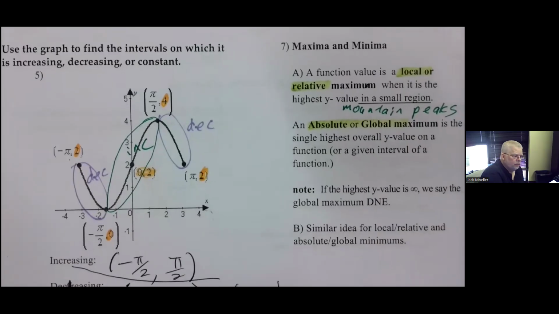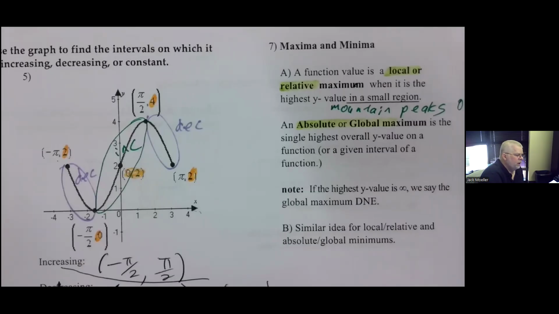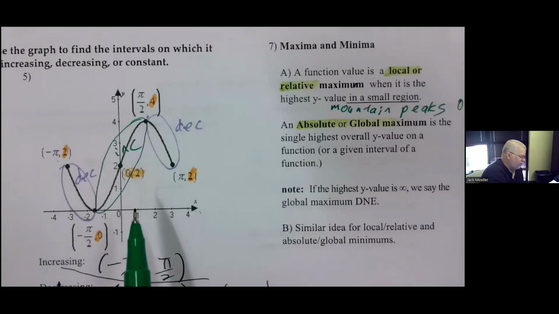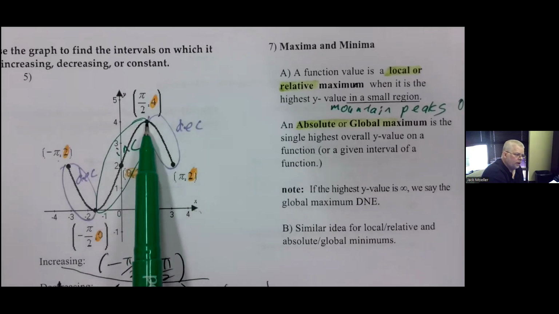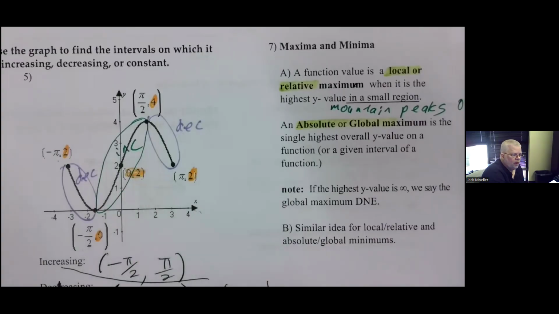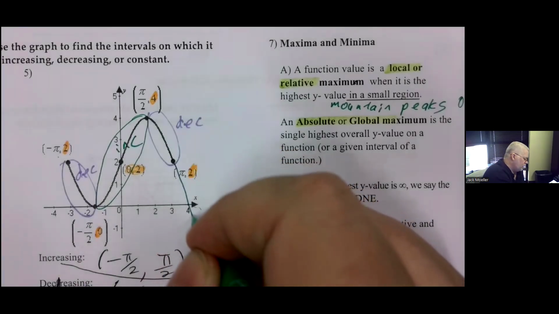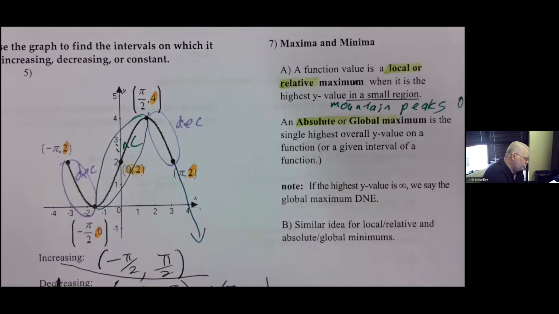And then the absolute or global maximums and minimums, like I said, it's the single highest one. So if you look at this graph, where is the highest y value? Right there. So that's where your absolute max is. Where is your overall lowest y value? Well, right there. So that's your absolute minimum. Now, if this continued down, if that went forever, this would have no global minimum because there is no lowest y value. You're always going to get lower and lower.